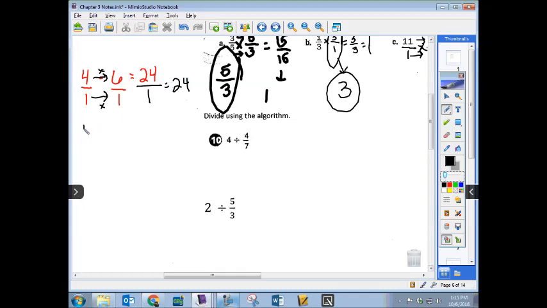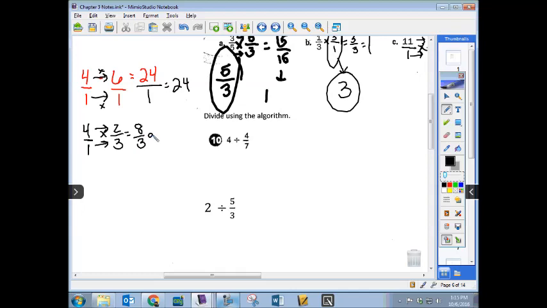Okay, let me do another one. 4 times 2/3. Okay? Again, anytime you ever want to add, subtract, multiply, or divide mixed numbers or whole numbers, we're going to go ahead and make that into fraction form. Now let's multiply it. 4 over 1, top times top, bottom times bottom. That's going to give me 8/3.